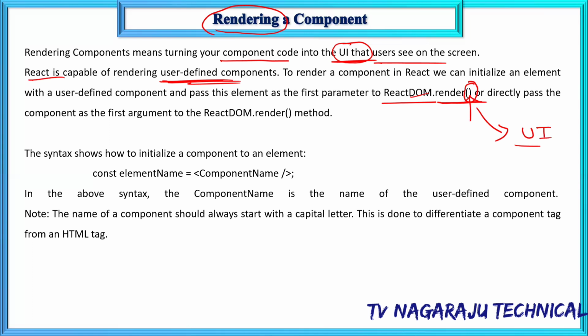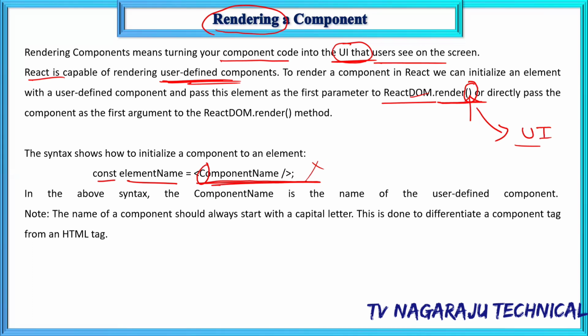Okay. Now, how do we initialize the component? To be visible in the user interface, it must be converted into an element. How is it possible? By using the syntax const, some element name equals component name. Remember, here use the first letter as uppercase, otherwise the system considers this as an HTML tag. But remember, this is not a tag, this is a component. To avoid that confusion, the component name starts with a capital letter. Clear? Now, how do we use this component?